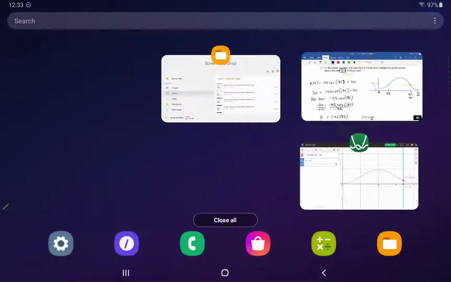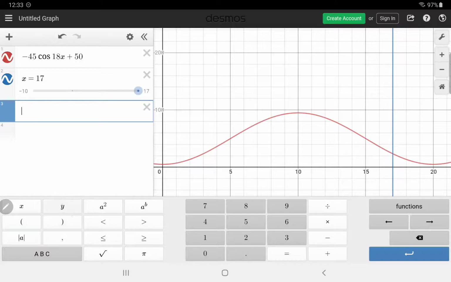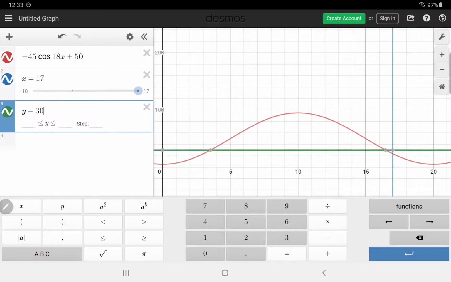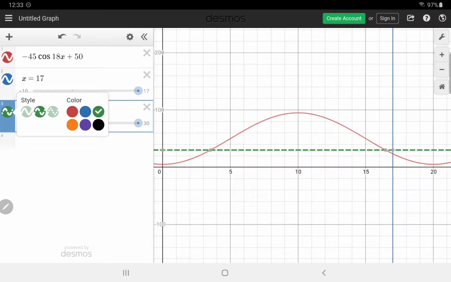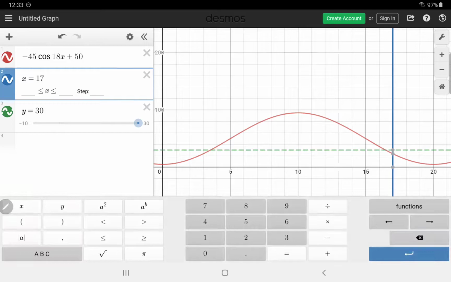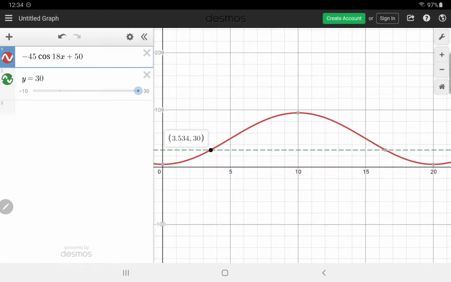And we're going to check that on Desmos as well. So the height was 30, so we're going to put in a y value of 30. And I want to make that dotted. We can take out the x value of 17 now. And we can see our two answers, 3.5 seconds, and again at 16.46, which is 16.5 seconds.